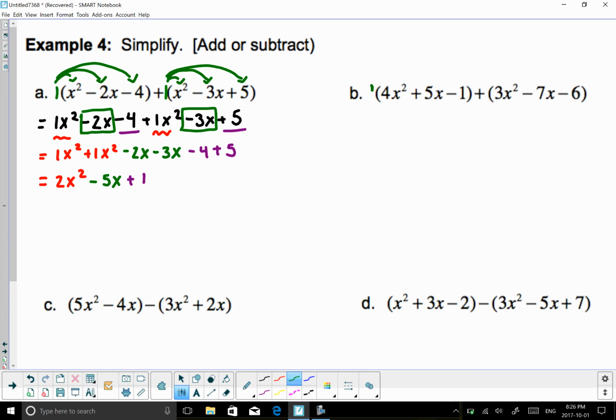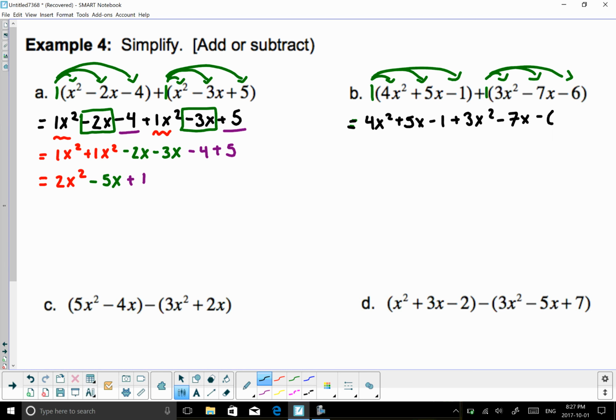So again, let's look at this. Remember, I have a 1 outside here and a 1 outside here. So I'm going to take this 1 and multiply it by everything in the brackets. Take this 1 and multiply it by everything in the bracket. 1 times anything is itself, so this is quite easy because 1 times 4x squared is 4x squared. 1 times 5x is 5x. 1 times negative 1 is negative 1. Then 1 times 3x squared is just 3x squared. 1 times negative 7x is just negative 7x. And 1 times negative 6 is negative 6.